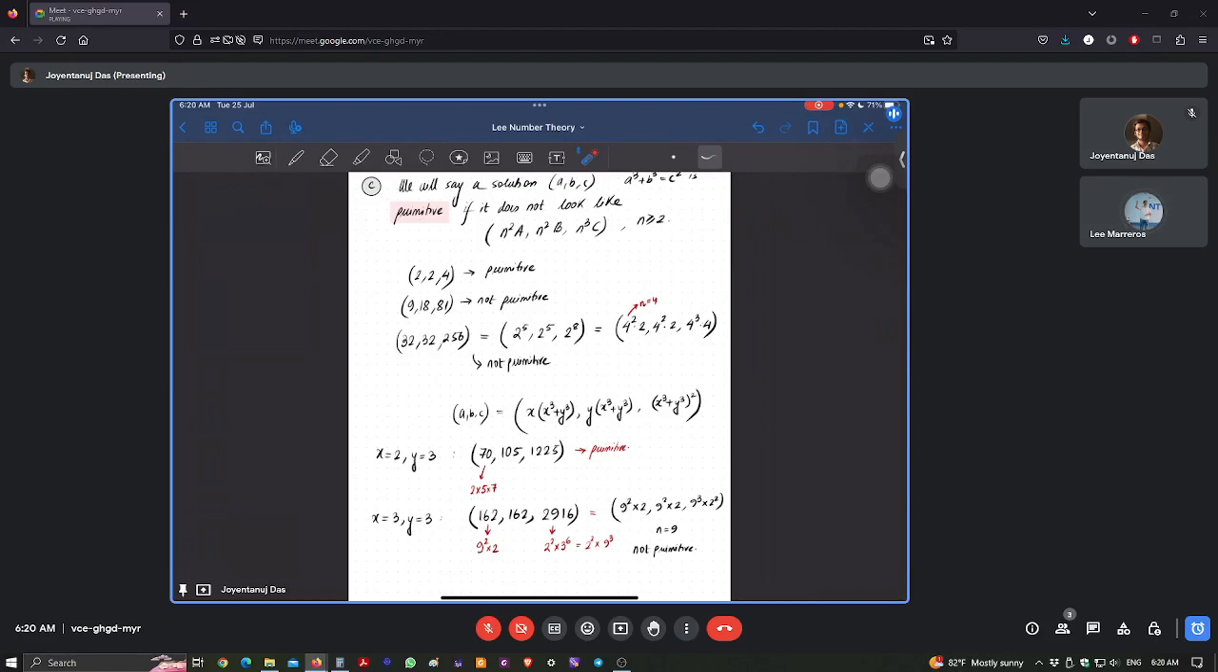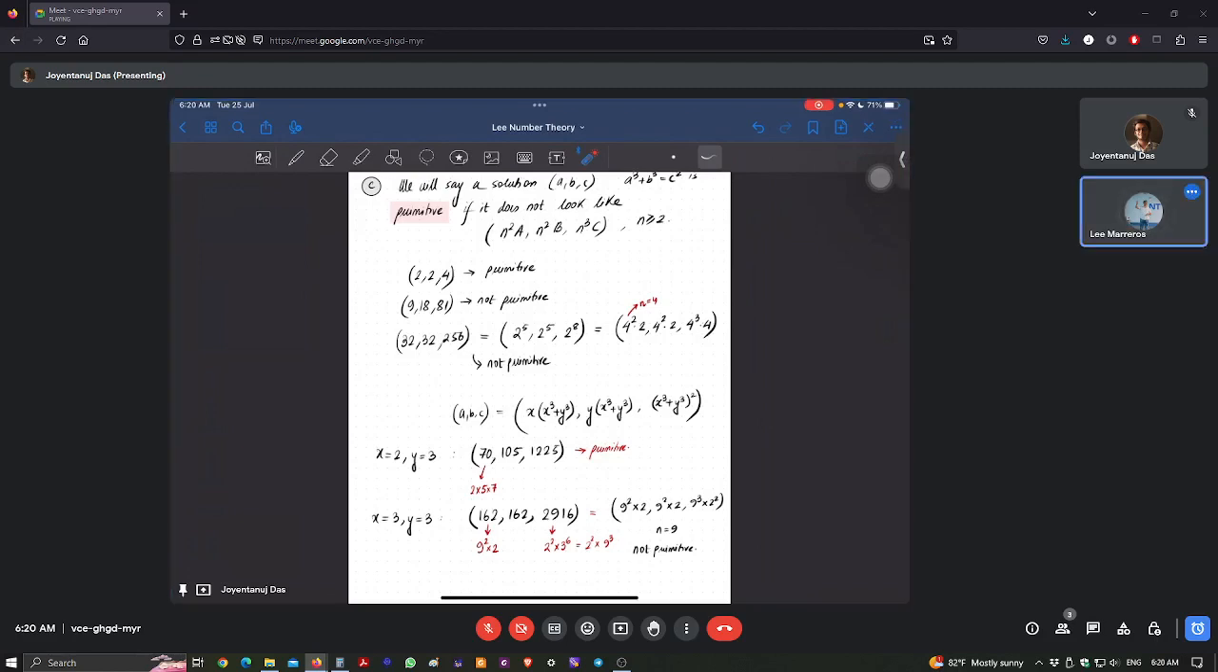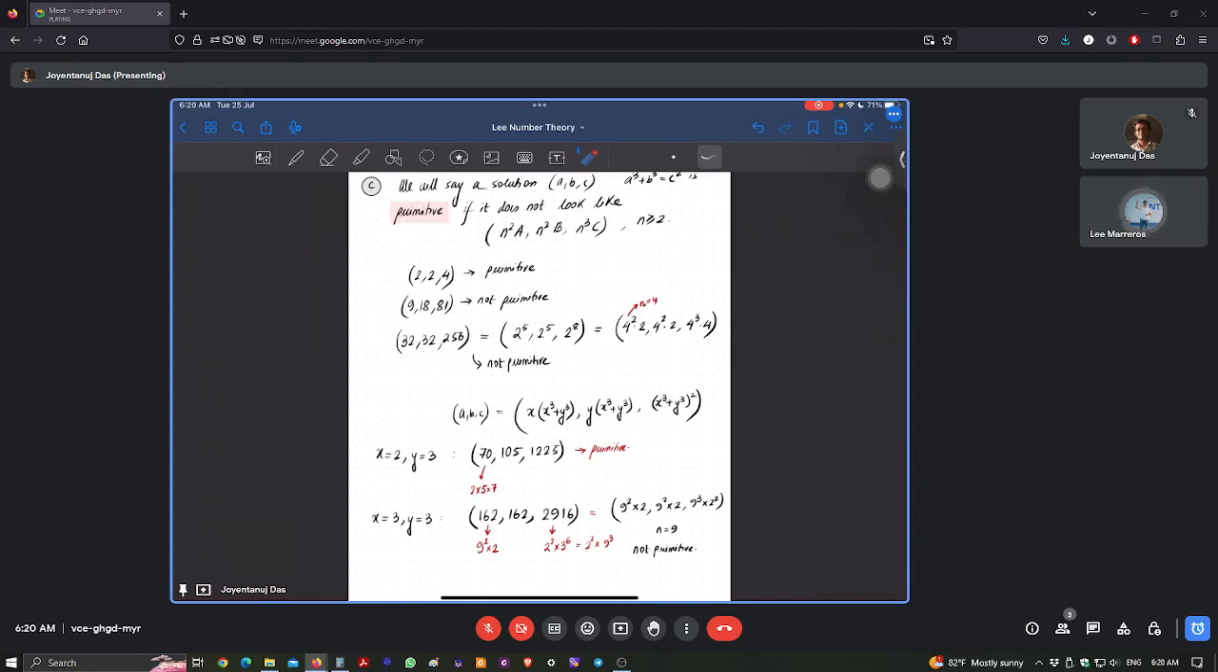I think the next one will also be primitive. So if I take x equals 2 and y equals 4, I think that will also work out.